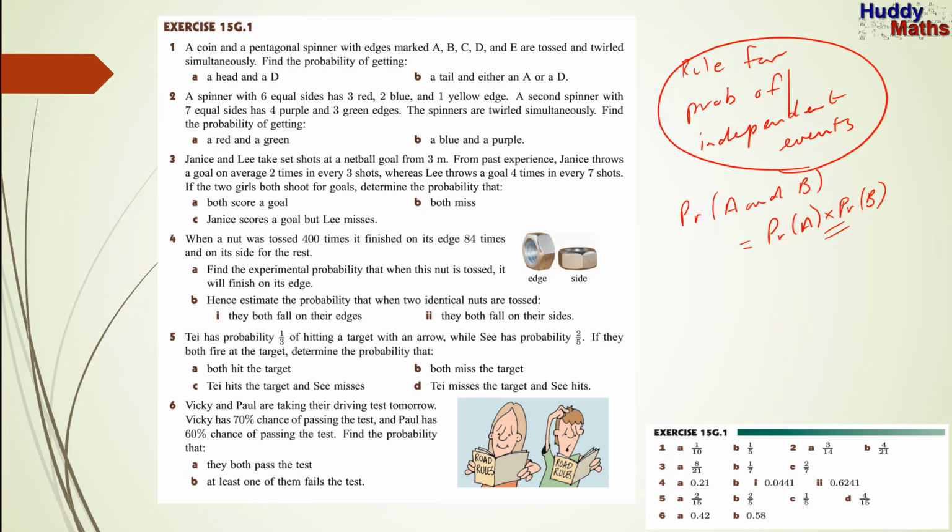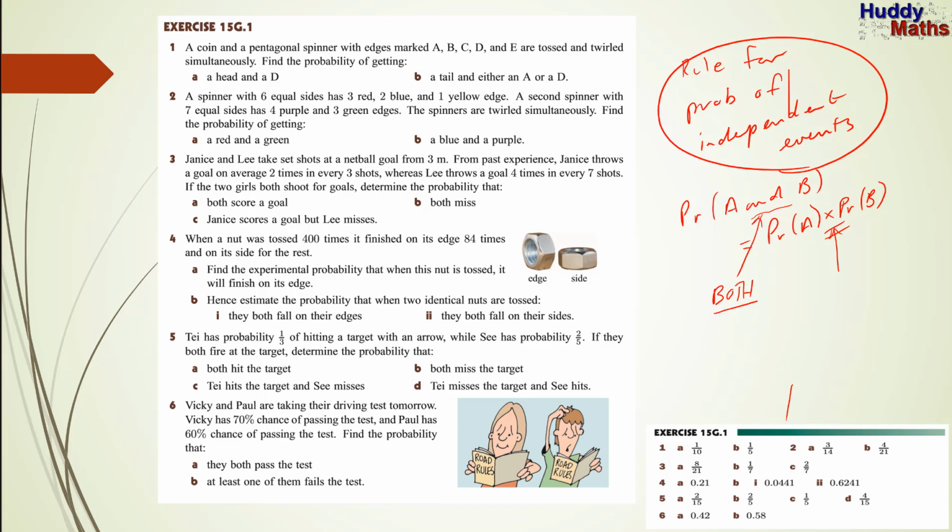So you could start the rule that 'and' means times. You want both of them to occur, so you're going to use multiplication. And I explained before how that happens, because part of being times, you're going to get the two coming together. All right, so pause the presentation and have a go at 15G1.